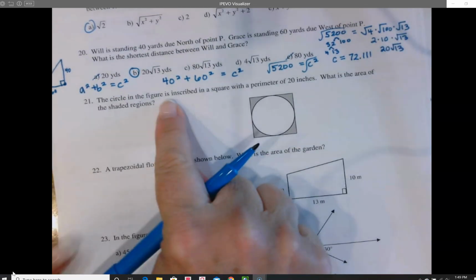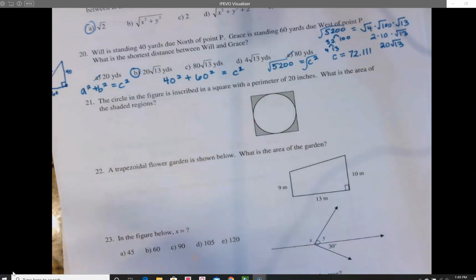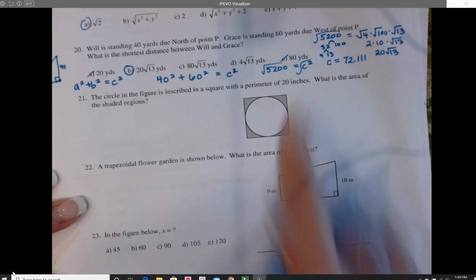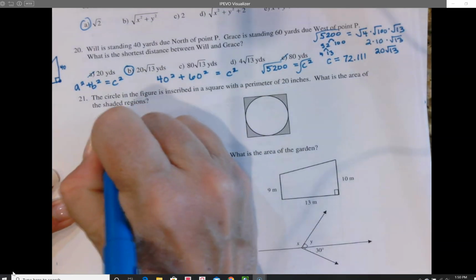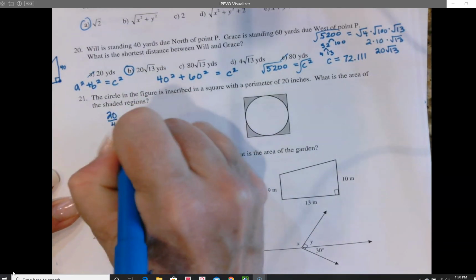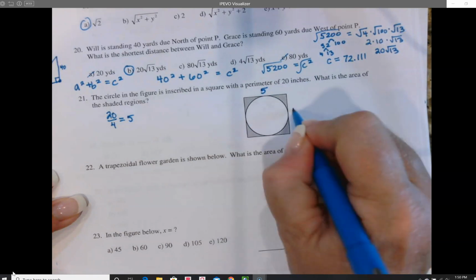So we are going to label our picture. The circle is inscribed in a square with a perimeter of 20 inches. So we know we've got a square and all the sides are the same. If the perimeter is 20 and they're all four the same, I can do 20 divided by 4, and that tells me that each side is 5 units long.